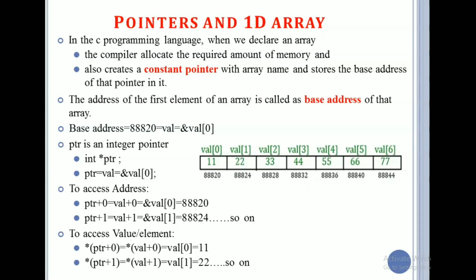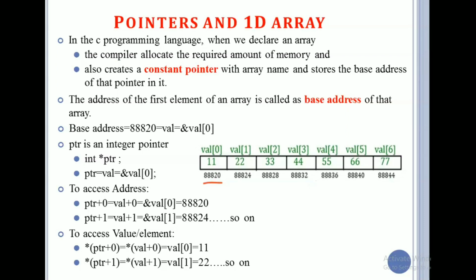That was the first thing done by the compiler when we declare an array. The second thing, which is the main thing done by our compiler, is that it creates a constant pointer, and that constant pointer's name is your array name. That pointer will hold the base address of your array. So what is meant by base address? The address of the first element of an array is called the base address of that array. For example, for this array, 8820 is considered the base address.